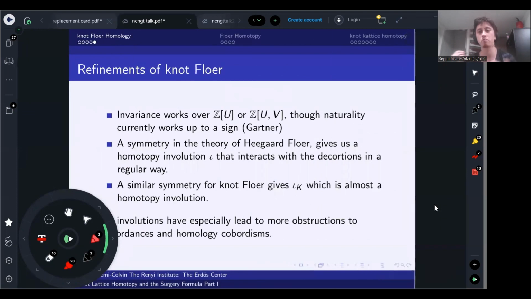So now that we have the basic version of Floer theory, one of our goals is to add more structure to the codomain to hopefully get more obstructions. And one way that has already happened is that invariance does work over Z[U] or Z[U,V], though naturality currently only works up to sign. Naturality is basically a more restrictive, well-definedness idea than invariance.